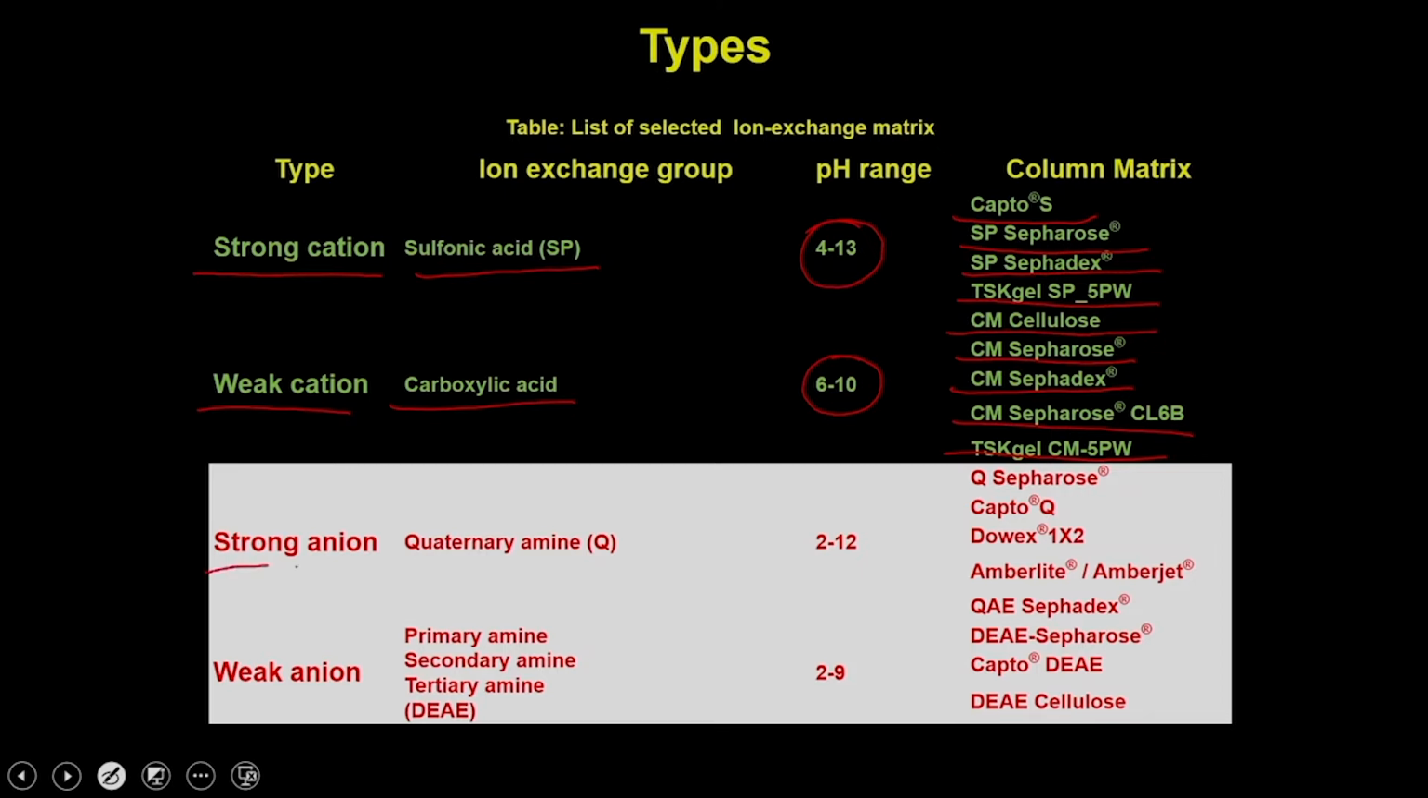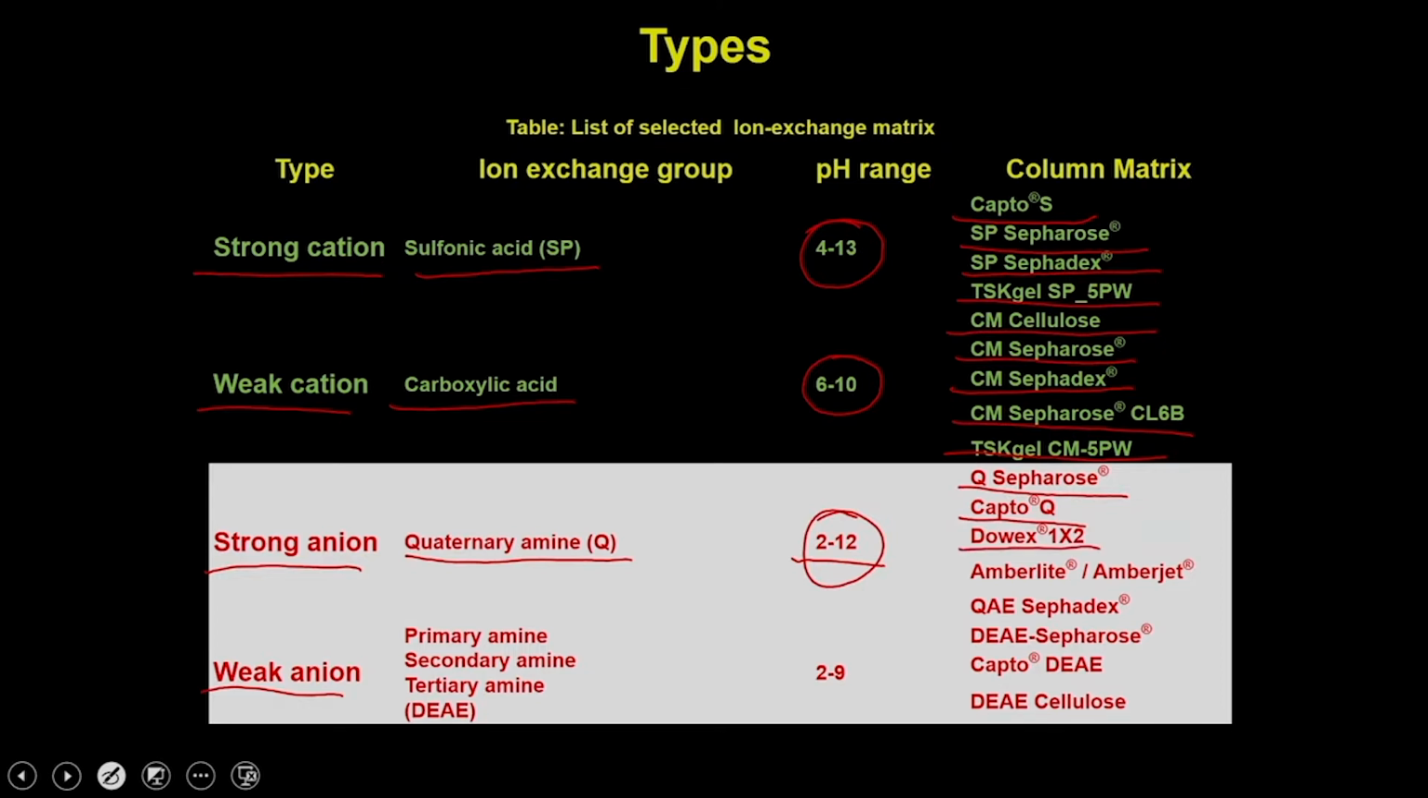Similarly, you have the strong anion or the weak anions. Within the strong anion, you have the quaternary amine, which is going to have the positive charge, and the range in which you can use this particular matrix is 2 to 12, and the examples are Q Sepharose, Dowex, and all that.